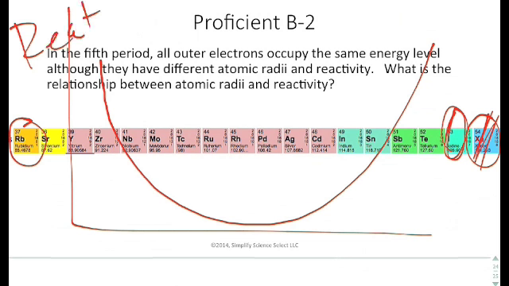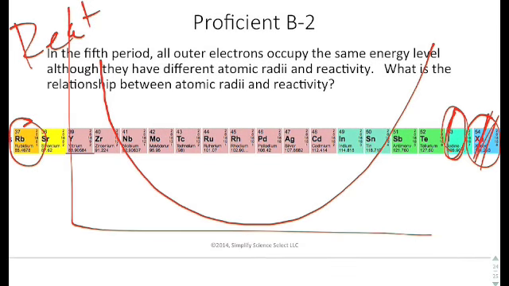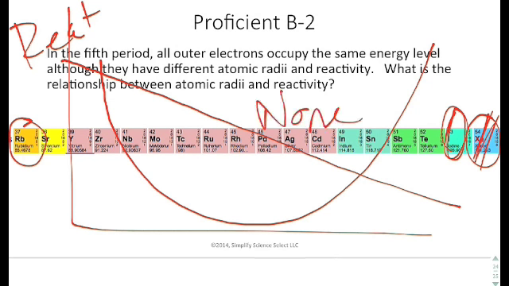Now, if you were to plot atomic radii, it actually starts out really large, and it decreases as you move across. Now, what is the relationship between these two? And the answer is there really is none. Sometimes that's hard for people to understand, that there's not a relationship between these two things. It doesn't matter how big an atom is in terms of its reactivity. It depends on what its electrons look like, not how far away they are.